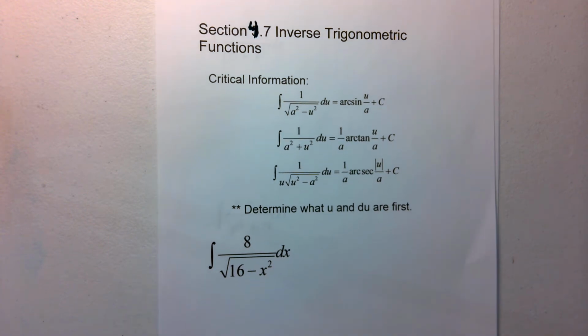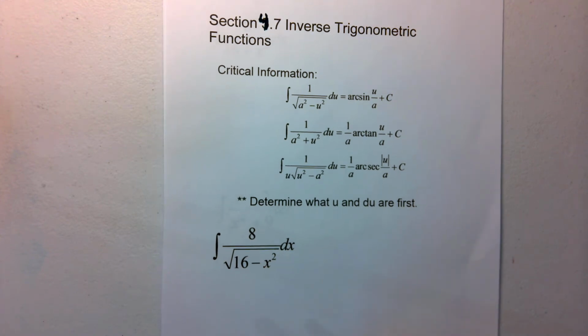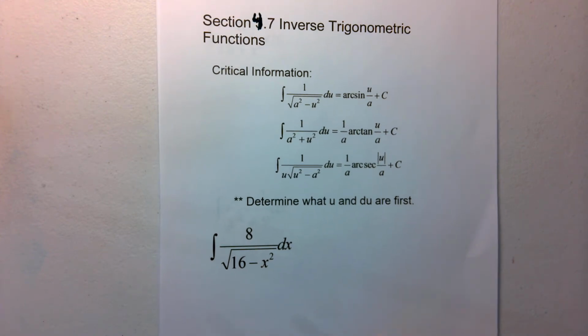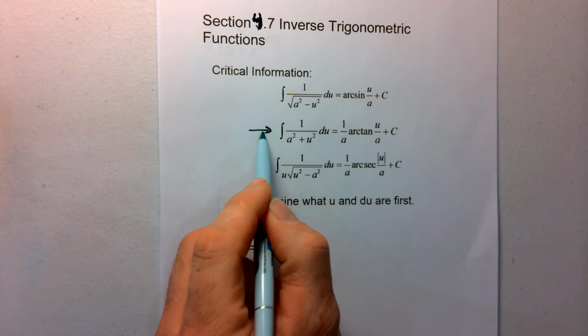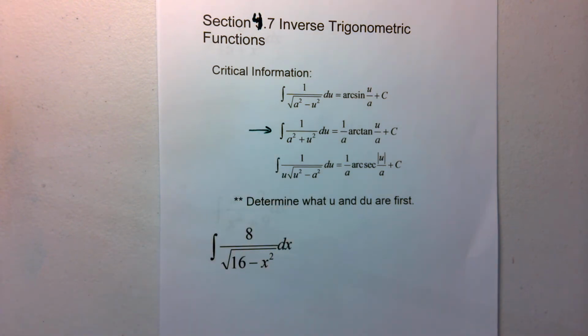So when we look at these, you can probably expect to have one of them on your AP exam. If I'm going to guess, there's one that I want you to focus on primarily, that 1 over a squared plus u squared. It seems like they like that one more than the other two. However, any of those are going to be game as we go forward on quizzes and tests.